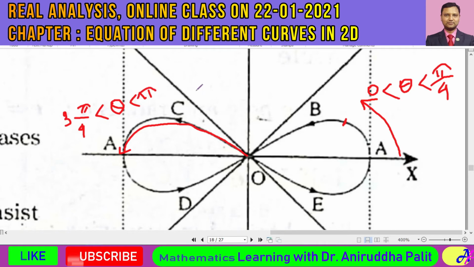I am representing everything in terms of radians. Therefore, theta would vary from 3 pi by 4 to pi in this part of the second quadrant. We do not have any portion of the curve in this zone of the second quadrant. Similarly, we do not have any portion of the curve in this zone of the first quadrant.